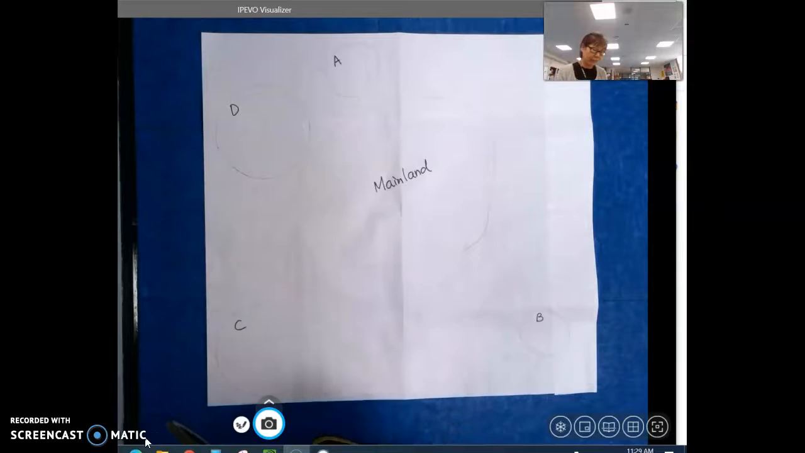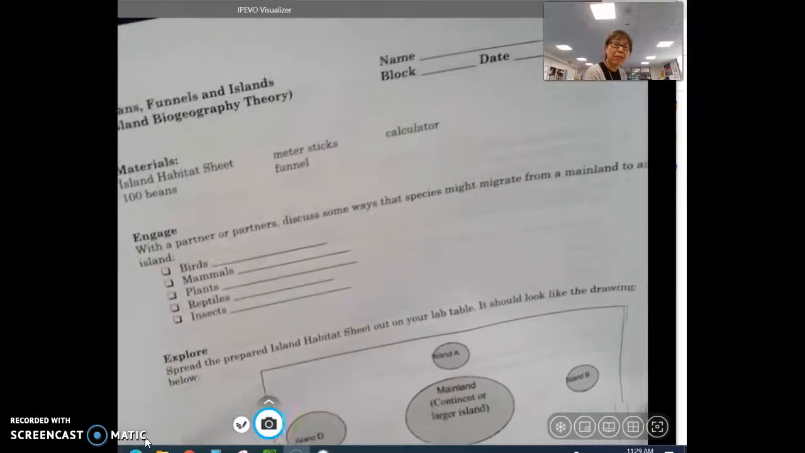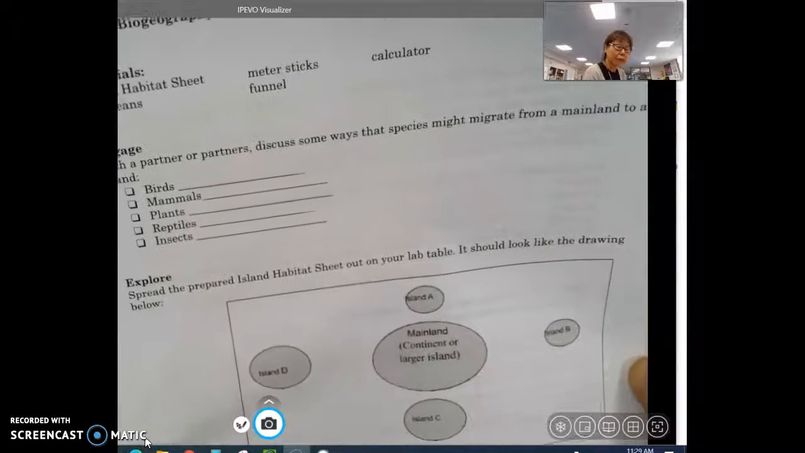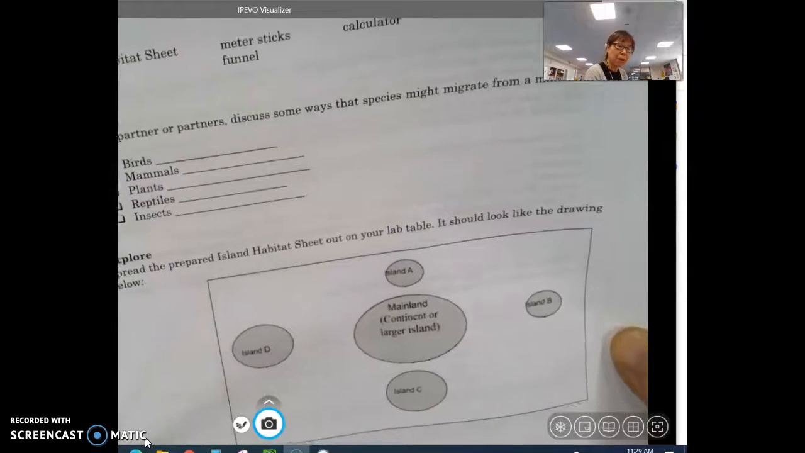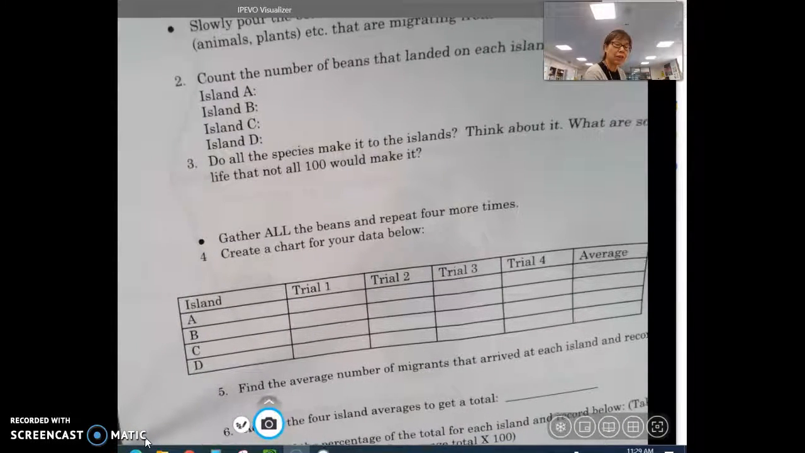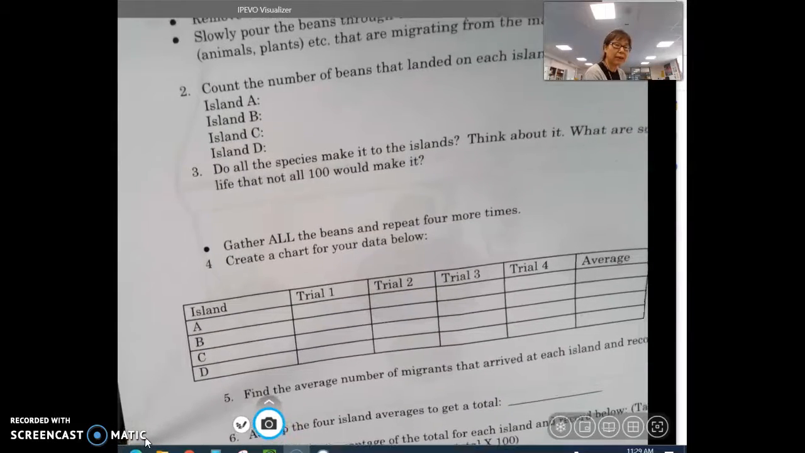biodiversity lab. Okay, so before you continue to watch this video, you should have already read through this lab handout. Then my part is to flip over to do the simulation four times of all the species migrating from the mainland. Okay, that's the part we're going.